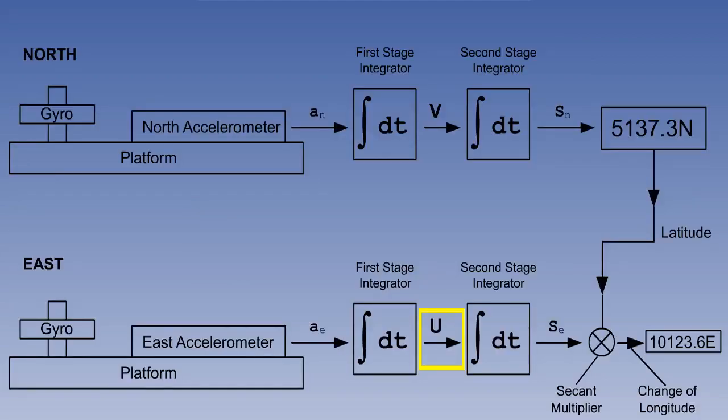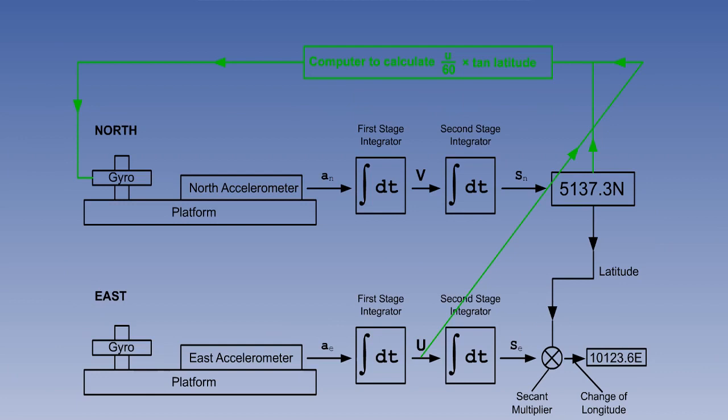Again, we can continuously calculate this correction by computing. We already have u in the East Channel, and a continuously updated latitude in the North Channel. So, similarly to the way we did before, we can feed a continuously changing value of u and another continuously changing value of latitude to a computer, which continuously calculates u over 60 times tangent latitude, and passes it to the appropriate channel of the platform.